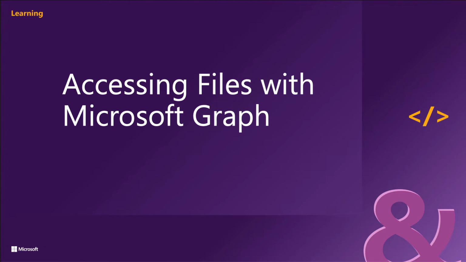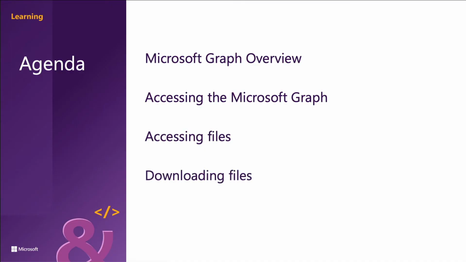OneDrive's flexibility lets users collaborate however it works best for them, and users can share links to files, copy or move files to team drives, or even attach OneDrive files to mail messages in Outlook. In this first section, we're going to start with an overview of Microsoft Graph and see how to access the Microsoft Graph. And then we're going to dive into how to access files and download files to and from OneDrive.